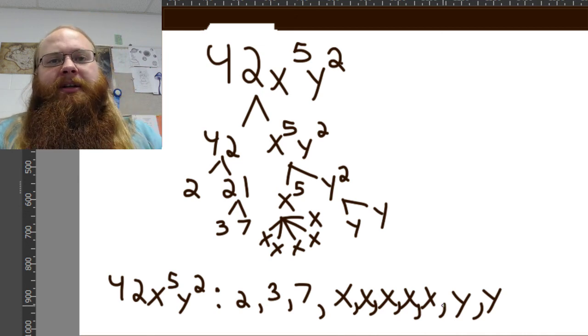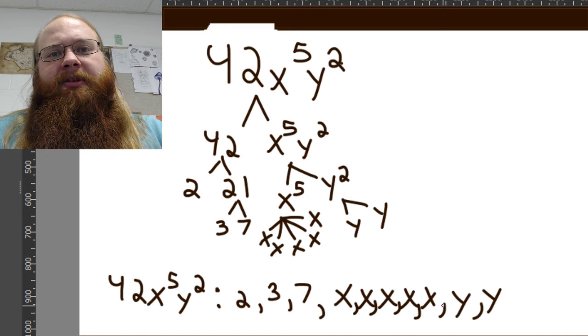Again, it's going to take a little bit of time for you to get used to dividing these numbers out, but I believe you guys can do this.